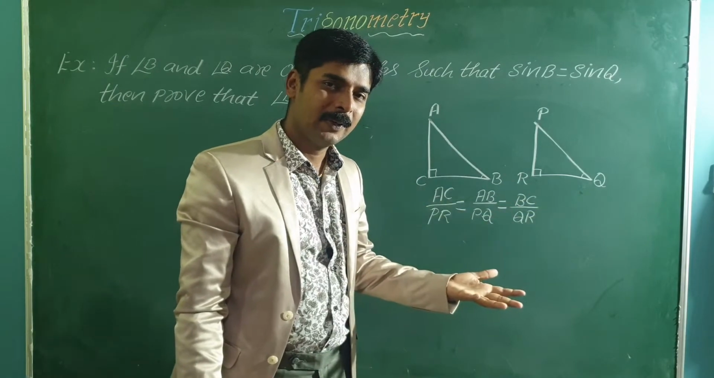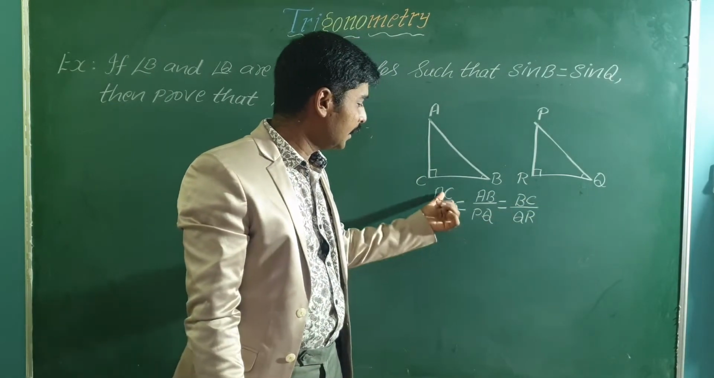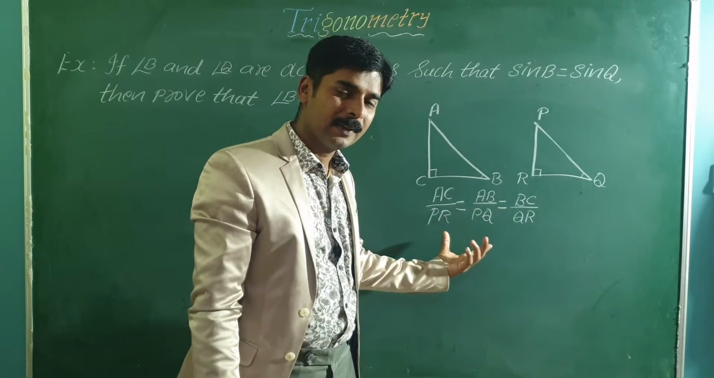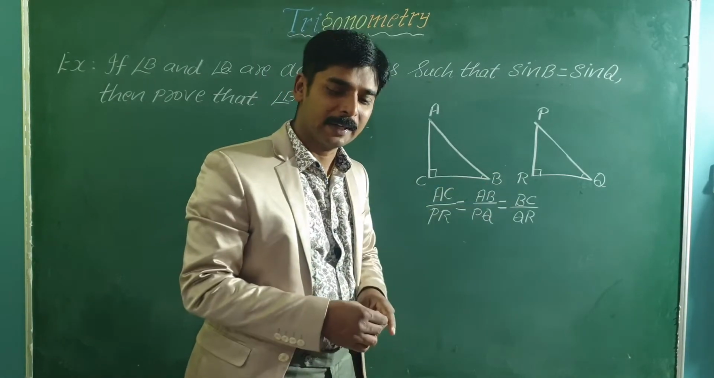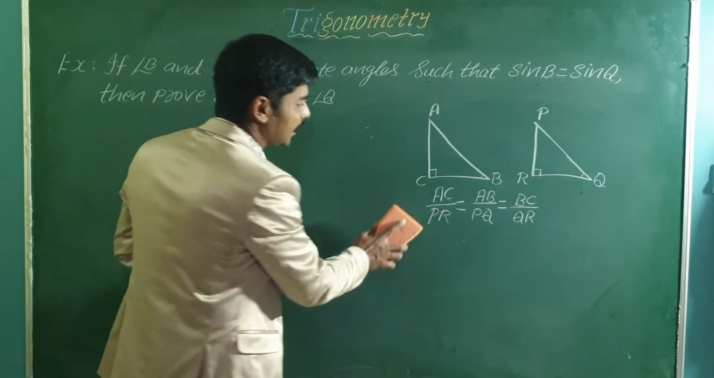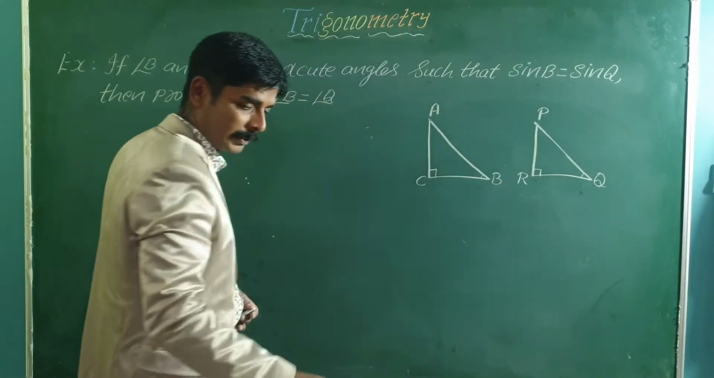Then what we must do? We must try to prove that the ratio of their corresponding sides are equal. If I can prove that these two triangles are similar, then angle B will be equal to angle Q. Let us see how it can be done, how we can achieve this.